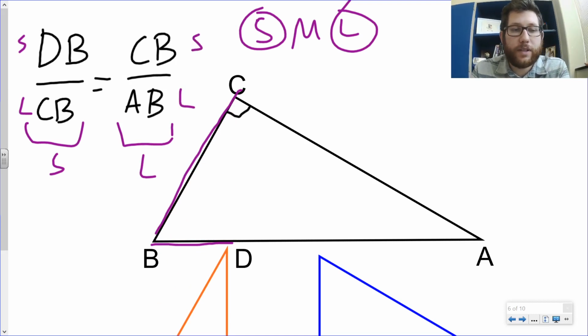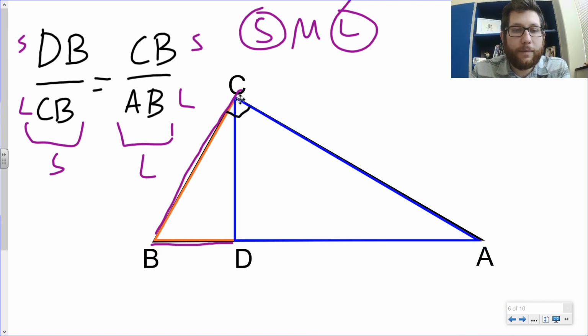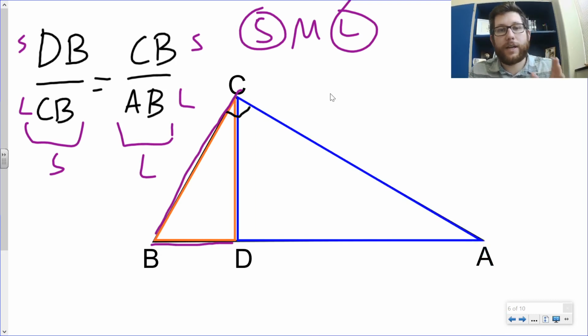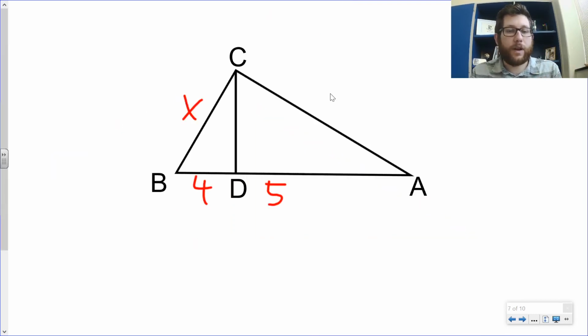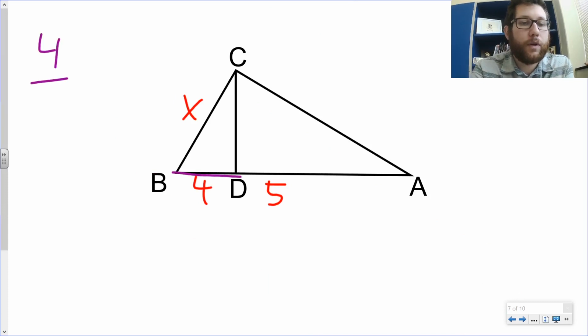And take a look, once again, the two triangles I'm dealing with, the smallest and the largest, also tell me which sides I'm going to set up. I'm going to set up the smallest sides with the largest sides. It works out really nicely. So let's solve another one. Smallest of the small, that's 4, over largest of the smallest, that's x, is equal to the smallest of the largest, so that's my x side again. Notice their geometric mean here.